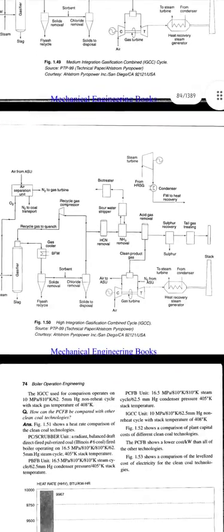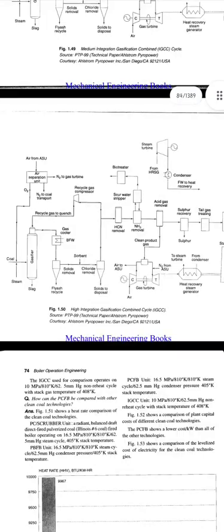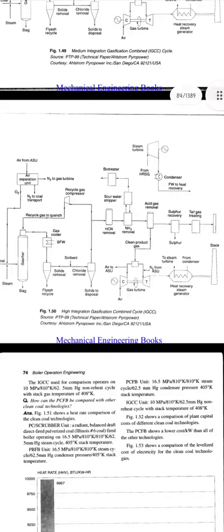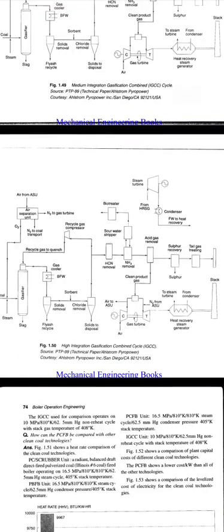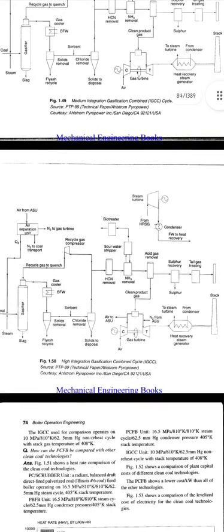In the next diagram we can see the high integration gasification combined cycle, IGCC. In this diagram we can also see the same things, same as the top one. And here we can see air to ASU and N2 from ASU. This is the only difference I can see in these diagrams. In the gas turbine, air to ASU and N2 from ASU. At the bottom of the diagram we can see the difference.